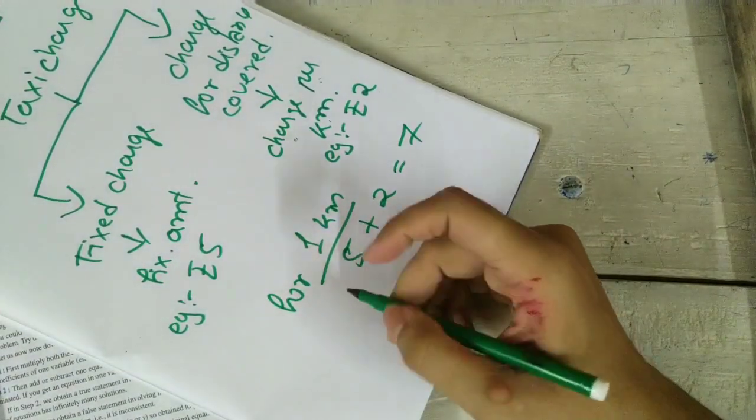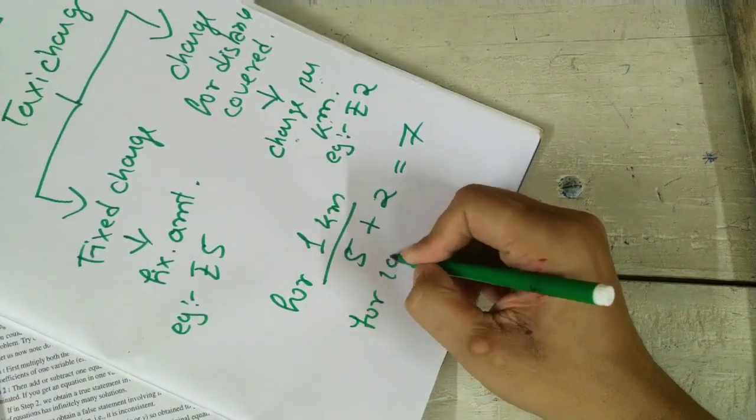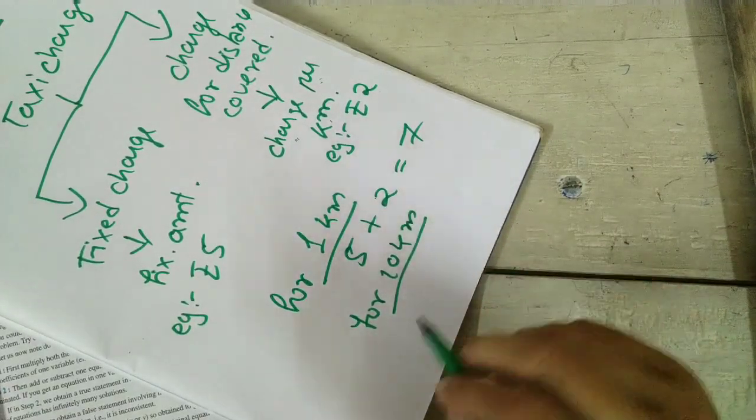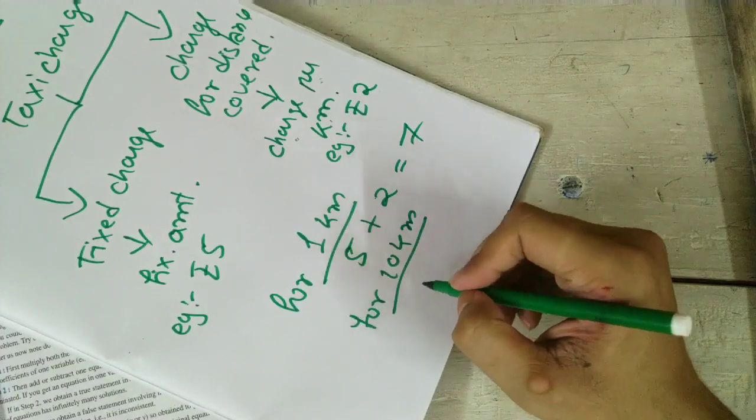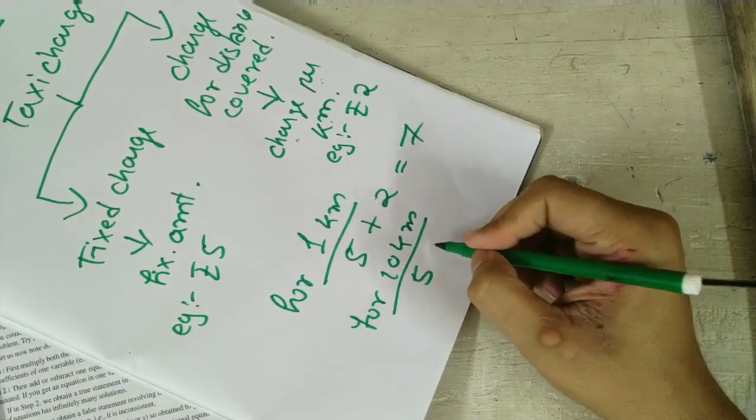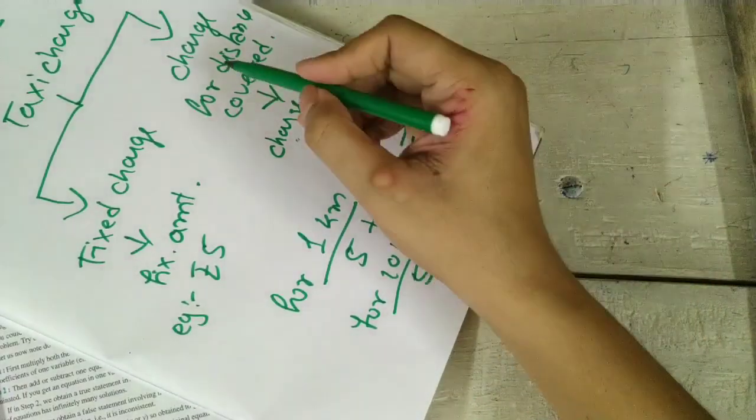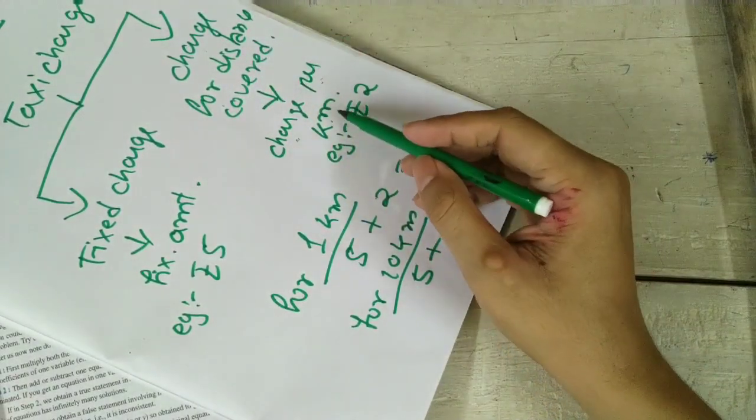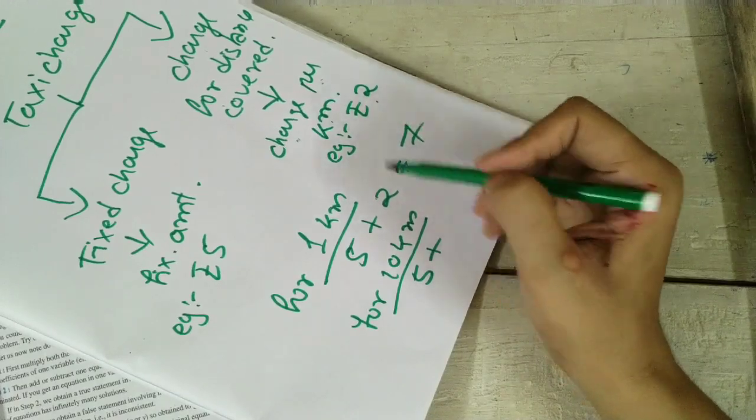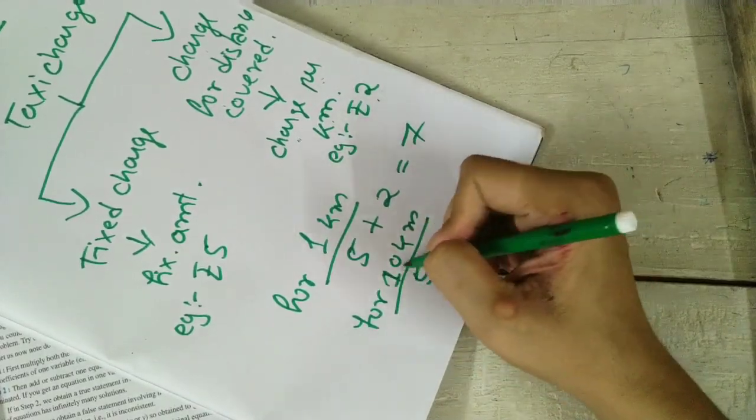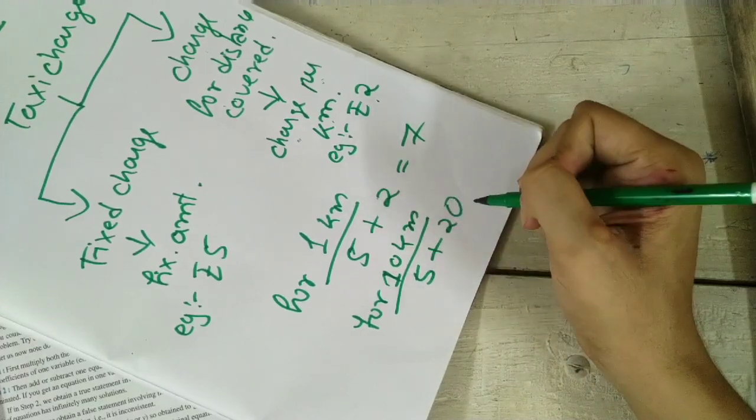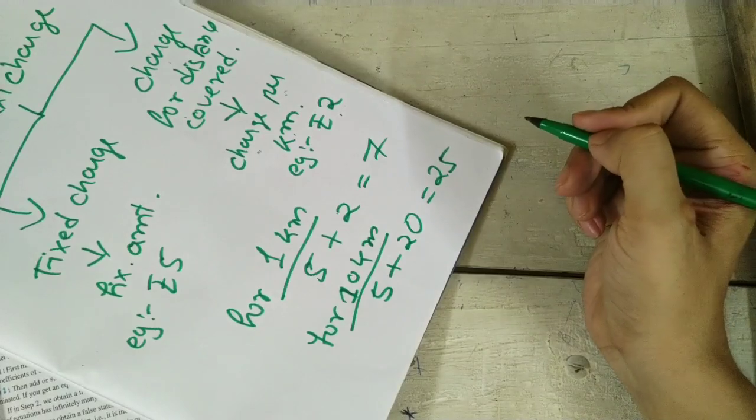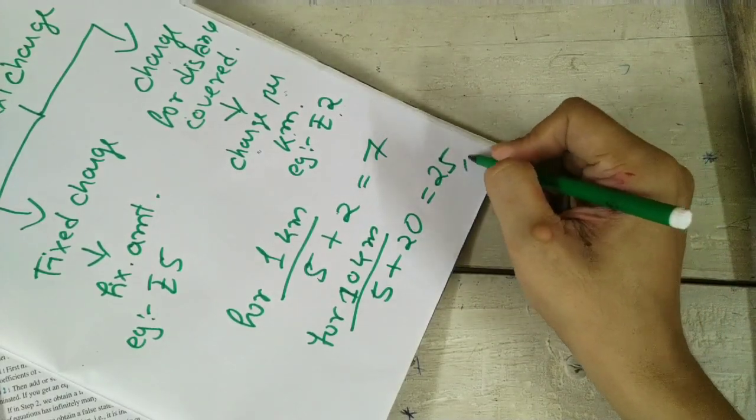Now suppose the journey is for 10 kilometers. For 10 kilometers also, the fixed amount will remain the same, that we have to pay 5 rupees only. Now, here we have to find out what is the charge for distance covered. For 1 kilometer, we have to pay rupees 2. For 10 kilometers, we have to pay how much? 10 into 2, that will be 20. So, our total taxi charge will become 25. Okay, 25. So, this is the concept.